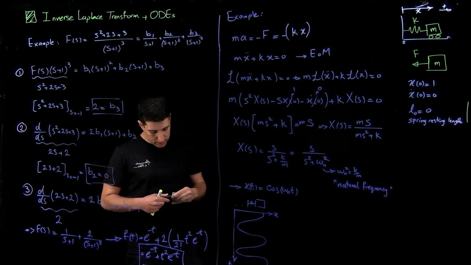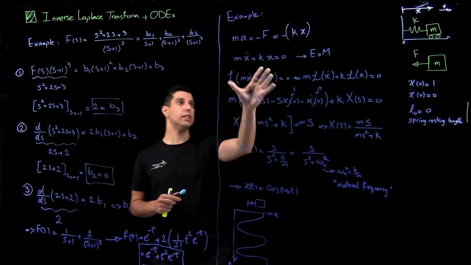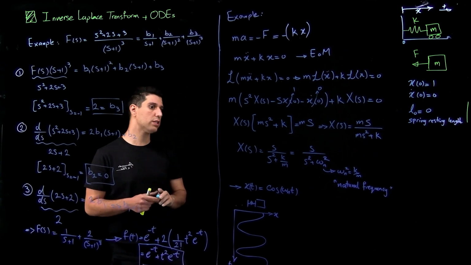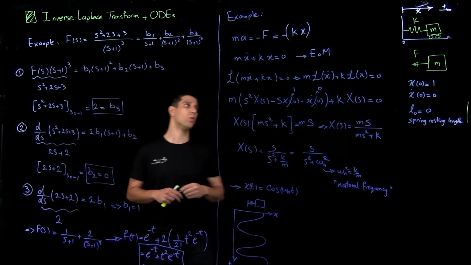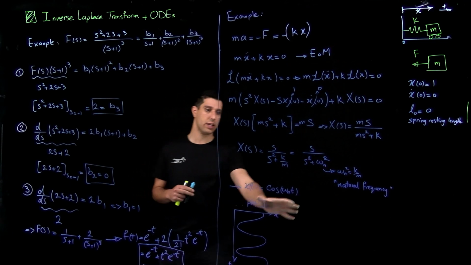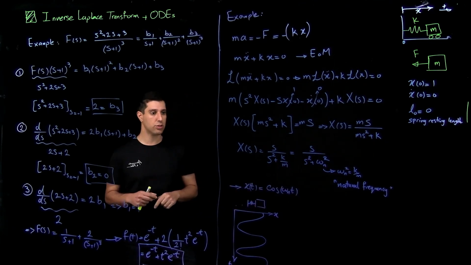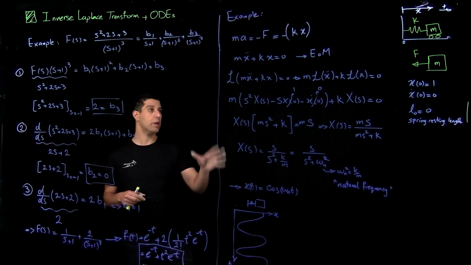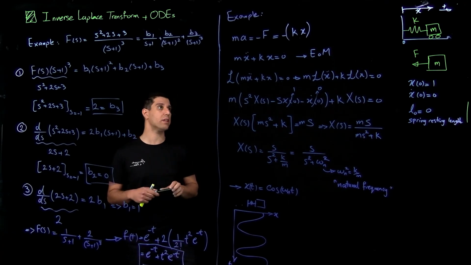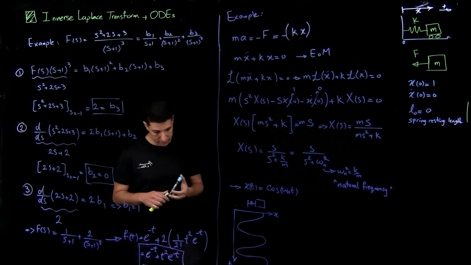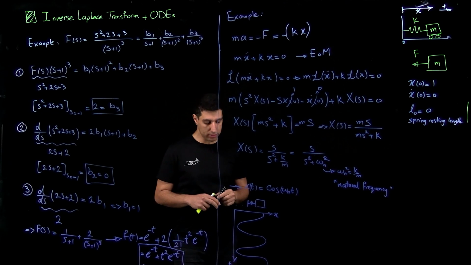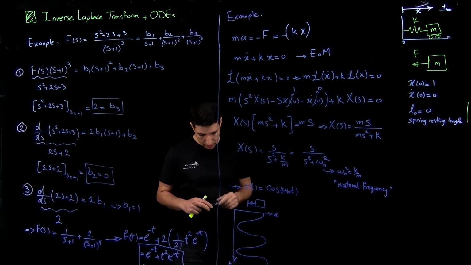So that's how, with a very simple example, we can use the Laplace transform to solve differential equations and define characteristic modes of a system's response. In this case, it was a sinusoidal function with frequency omega n. And omega n was dependent on the parameters of the system, the mass and the stiffness. So let me see if I have anything else.